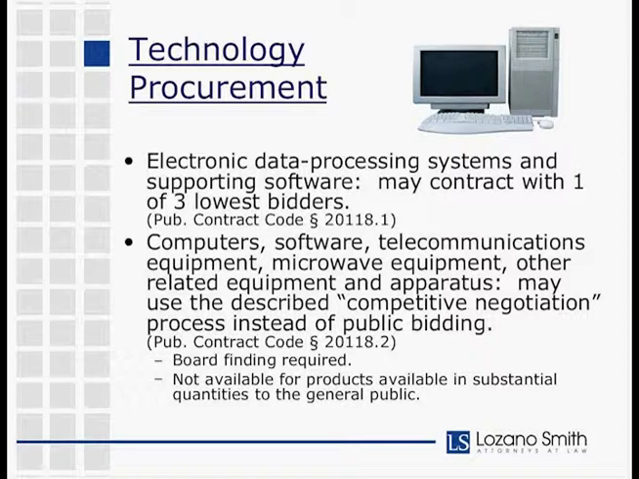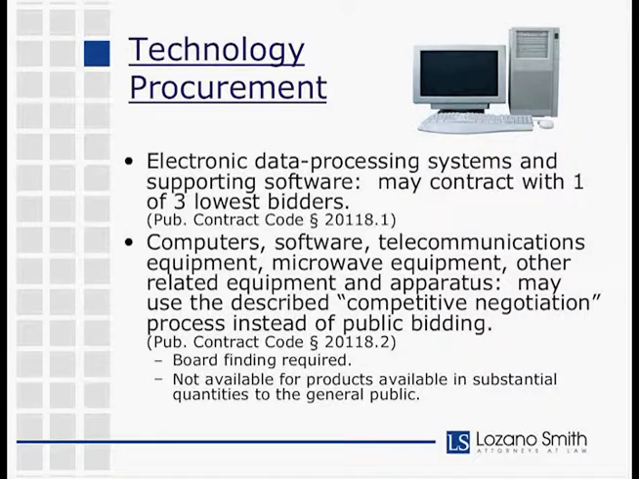The first one is Public Contract Code 20118.1, and the application of that section is to electronic data processing systems and supporting software. For those items, the district still has to go through the competitive bidding process, but it is allowed to select one of the three lowest bidders as opposed to just going with the lowest bidder.